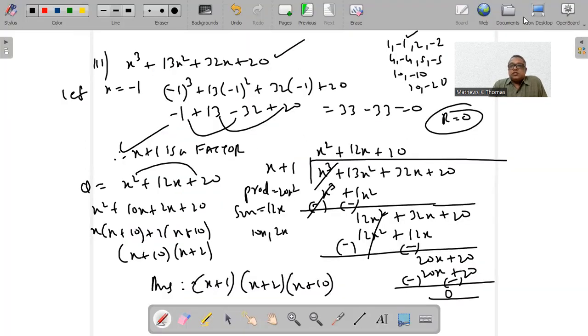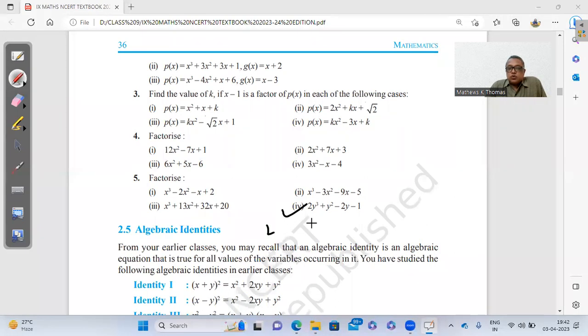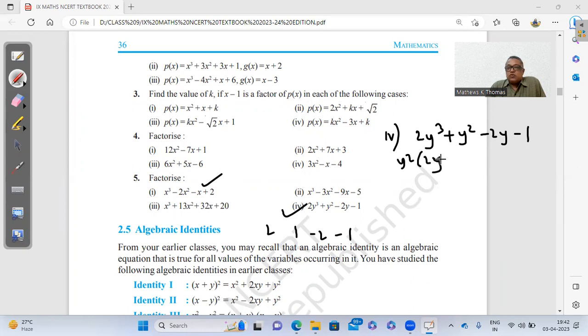Then we come to the last part of question 5. Here you have an advantage because, as I said, the coefficients are in a pattern: 2, 1, minus 2, minus 1. When there is a pattern, you can factorize like this, as we did in the first part. That is factorization by taking common. When there is no pattern, then you have to do the hit and try method. So here what is common? Y square. What is left here is 2y plus 1. Minus 2y minus 1 is common. So we get 2y plus 1. You see the brackets are coming same.